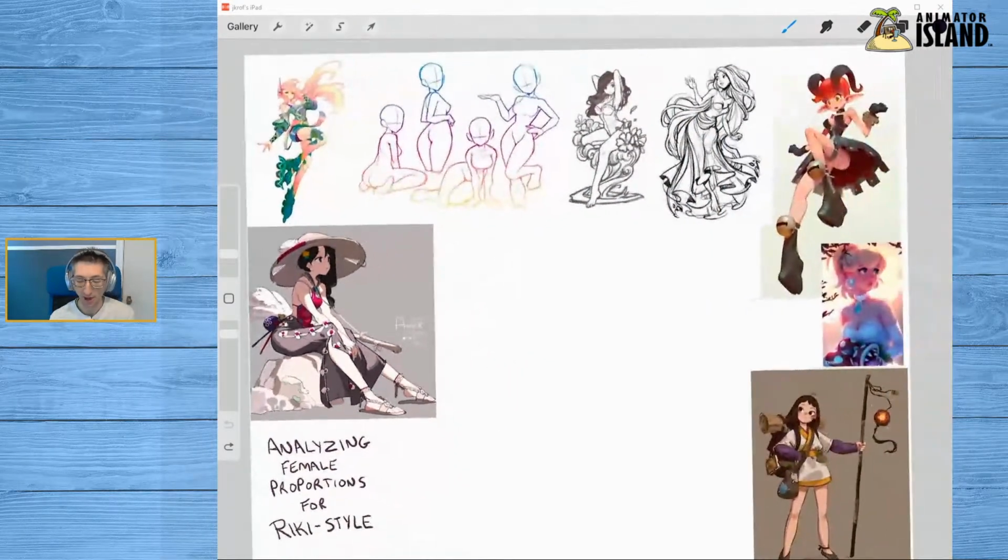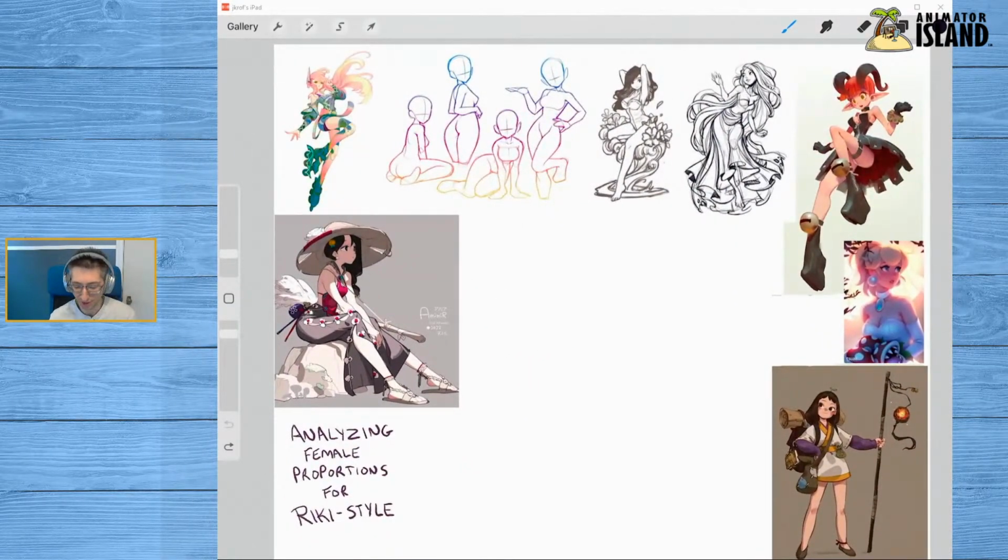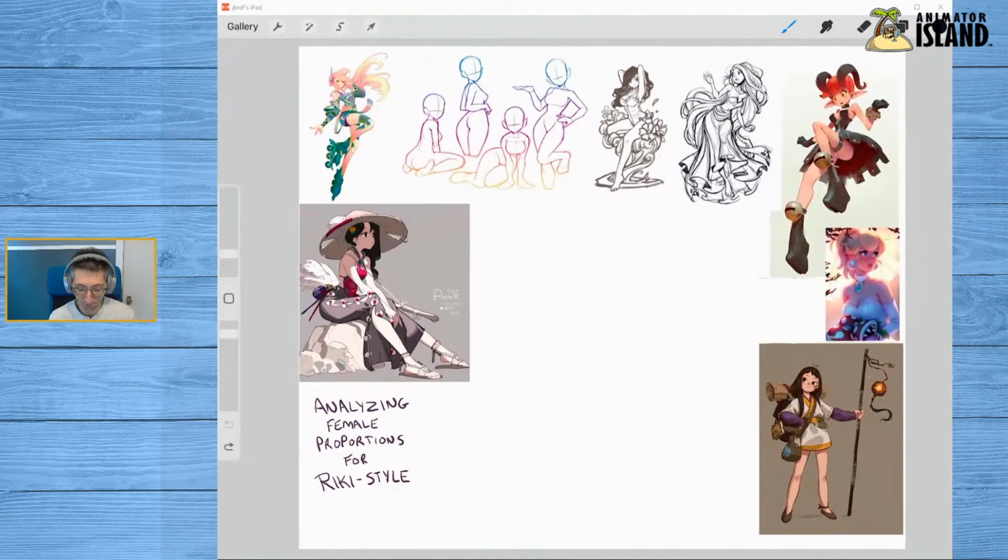It's not what I think the ideal human should look like, because I would not take a guess at what the ideal human should look like. It's not what I'm talking about here, when we're talking about the proportions, when we're talking about these female characters.